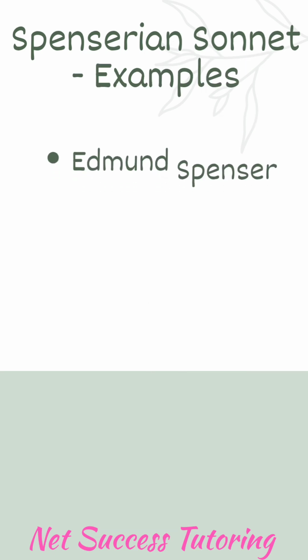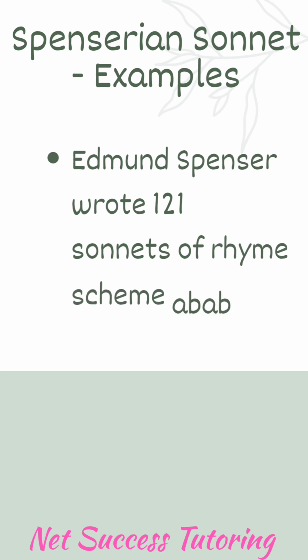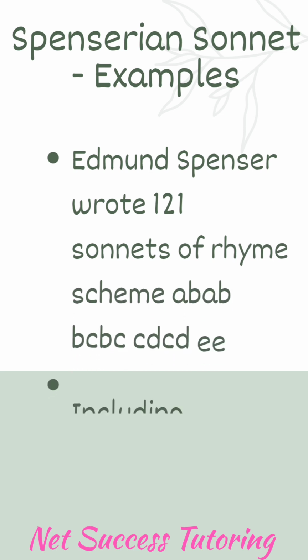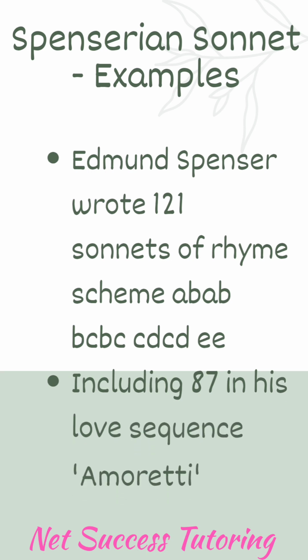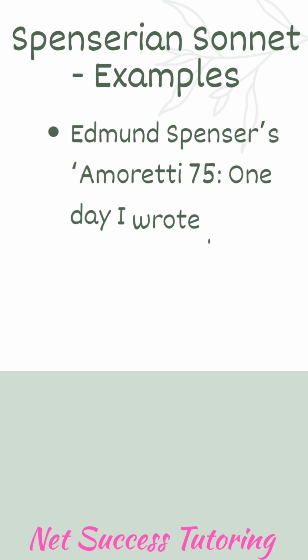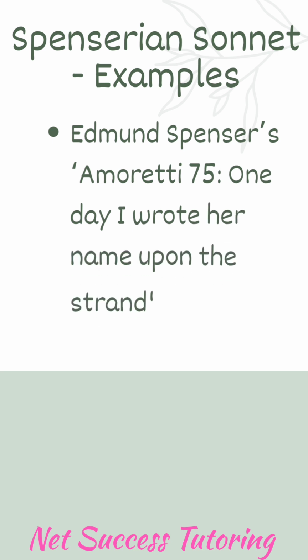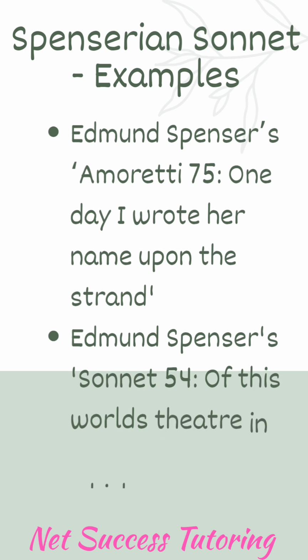Examples are: Edmund Spenser wrote 121 sonnets of rhyme scheme ABAB, BCBC, CDCD, including 87 in his love sequence Amoretti. Edmund Spenser's Amoretti, Sonnet 75, One day I wrote her name upon the strand. Edmund Spenser's Sonnet 54, Of this world's theatre in which we stand.